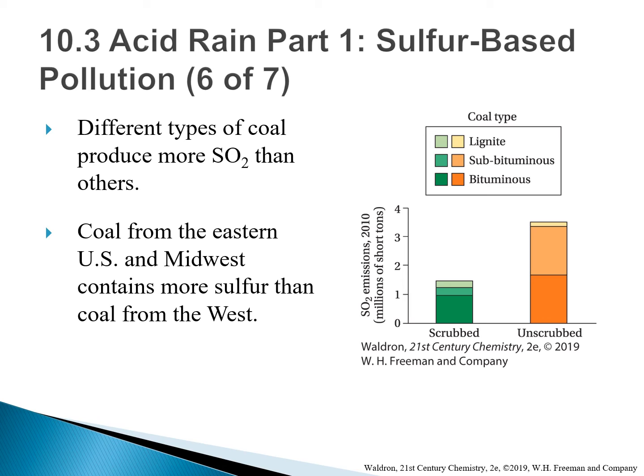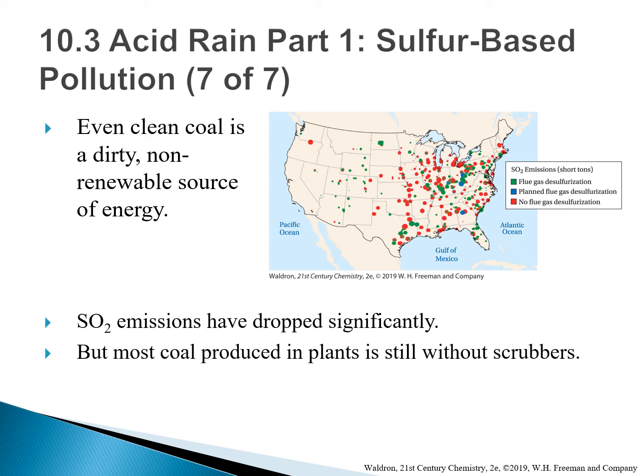The graph on the right shows the amount of sulfur dioxide produced by scrubbed and unscrubbed coal for each type of coal in the US. Coal is dirty. Besides contributing to the pollution that causes acid rain, coal releases toxic substances such as mercury into the air and poisons the environment. The biggest problem with coal is that it is not a renewable resource. It is mined once and burned once.